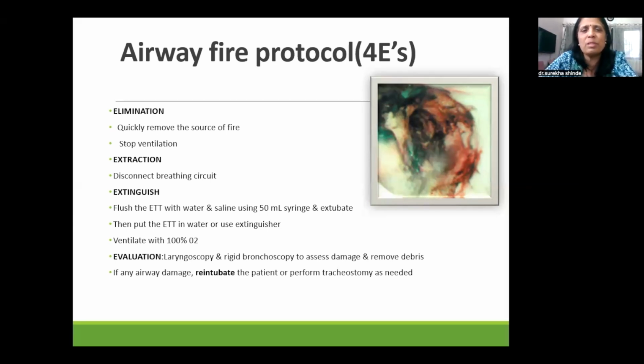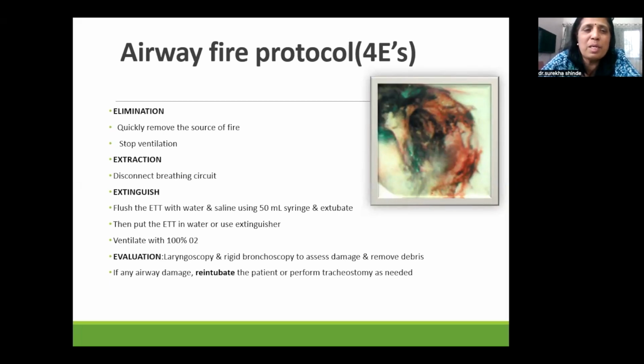So while doing surgeries of the laser kind, we have to remember this. Disconnect 100% oxygen whenever you are extinguishing. Flush the ETT with water or saline using a 50 ml syringe and then extubate the patient. And then you can put the tube in for extinguishing, and ventilate with 100% oxygen once the source is taken away. And then again, we have to evaluate how much damage the fire has caused in the operation theatre.